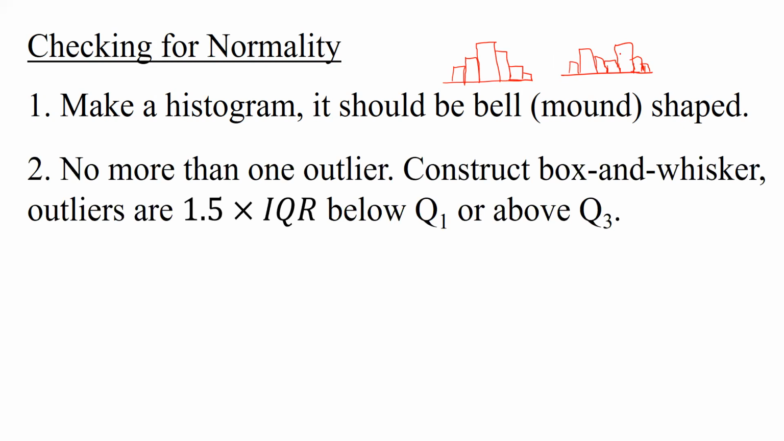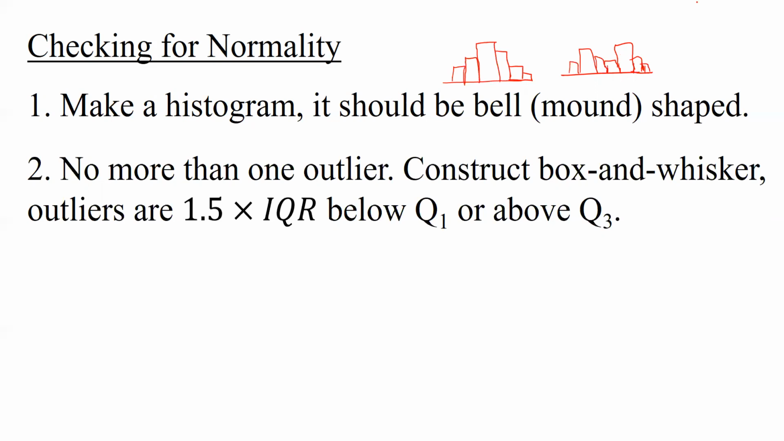You should have no more than one outlier. And the way we're going to calculate outliers is back how we did the box and whisker plots and the 5 number summary, 1.5 times the interquartile range. So we're going to do it the same way, and we should have no more than one. If you get more than one, that might mean it's not quite in that normal distribution thing.